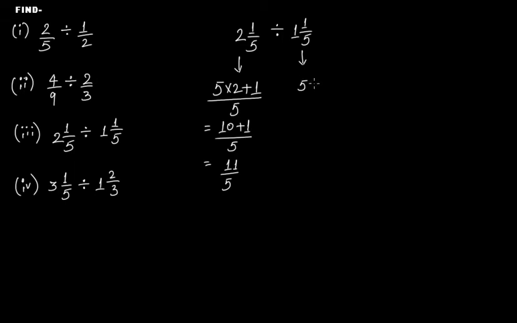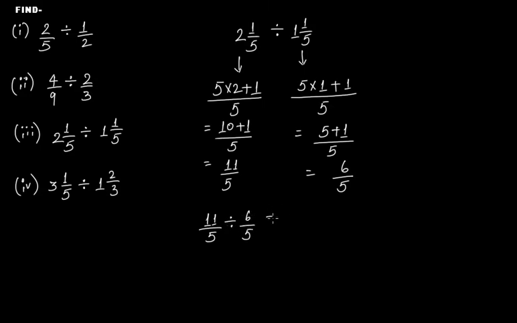Okay, let's do it for this one. So this will be 5 times 1 plus 1 divided by 5. 5 plus 1 divided by 5. 6 divided by 5. Therefore, now it will be 11/5 divided by 6/5, and this will become 11/5 multiplied by the reciprocal of 6/5.